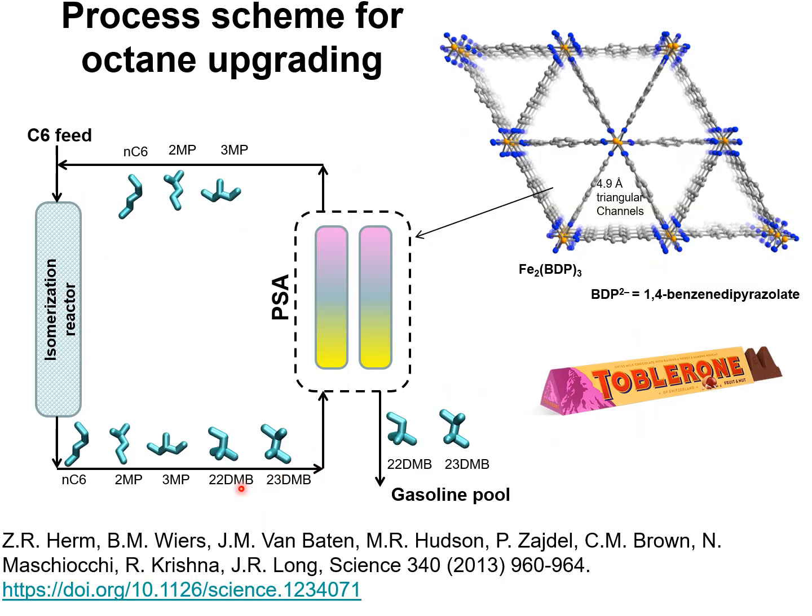Hexane isomers can be separated using Fe2(BDP)3 that has triangular channels of 4.9 angstrom in size. The linear normal hexane molecules can locate along the vertices, affording improved van der Waals interactions. These channels are similar in shape to Toblerone chocolate.